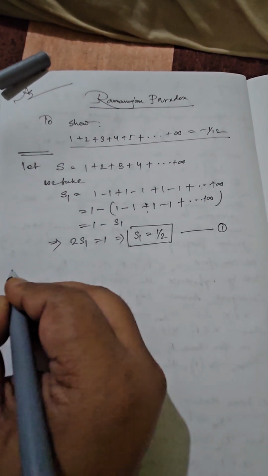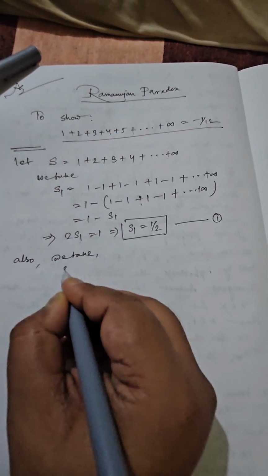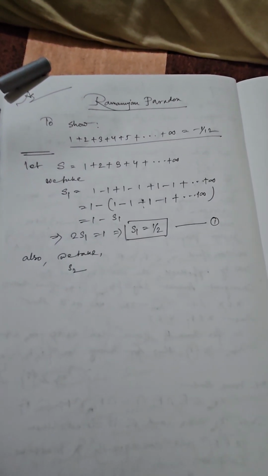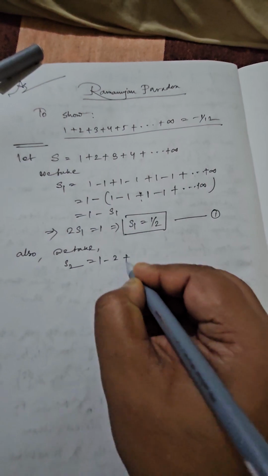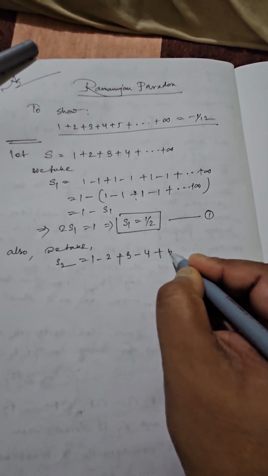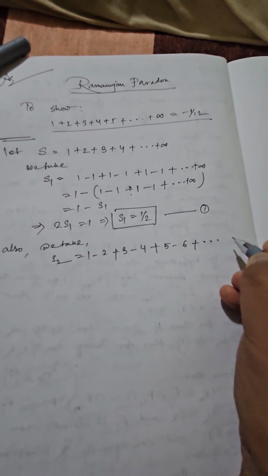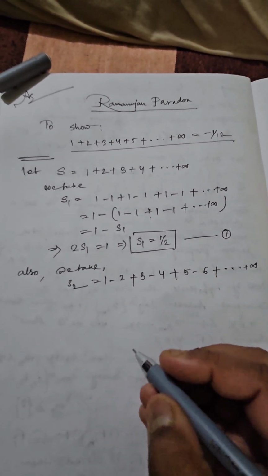Now again let us define another quantity, say S2. Now how to define S2? Simply let us consider 1 minus 2 plus 3 minus 4 plus 5 minus 6 and so on. In this way we can carry on up to infinity.